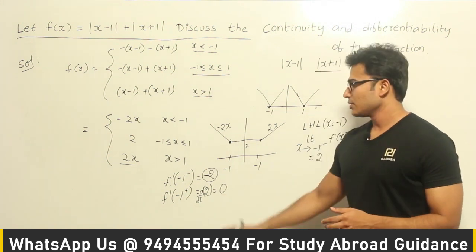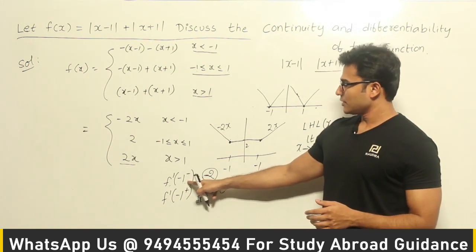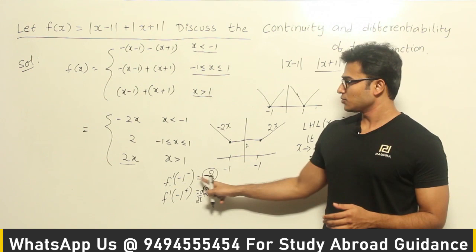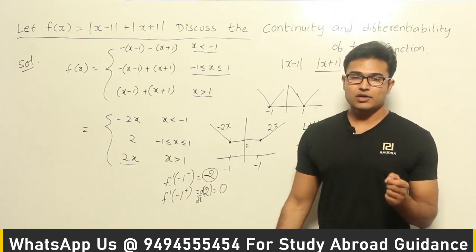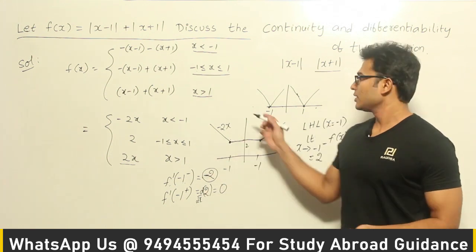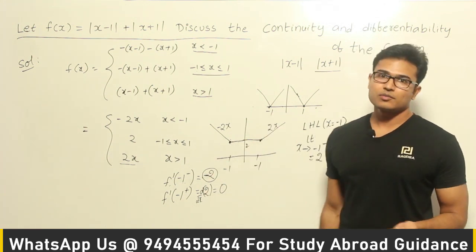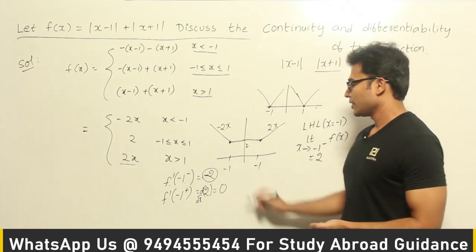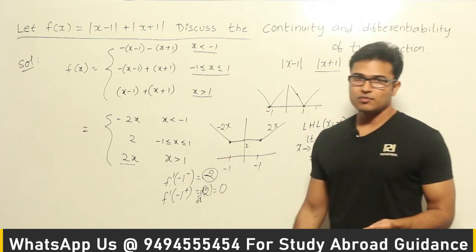Now what do you understand? The left derivative is -2 and the right derivative is 0. Therefore at -1 it is not differentiable or derivable. So clearly it is true. Why? Because it is the corner point, right? So therefore we can say that it is not derivable at that point.